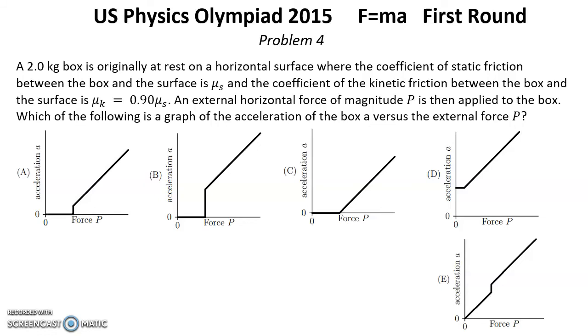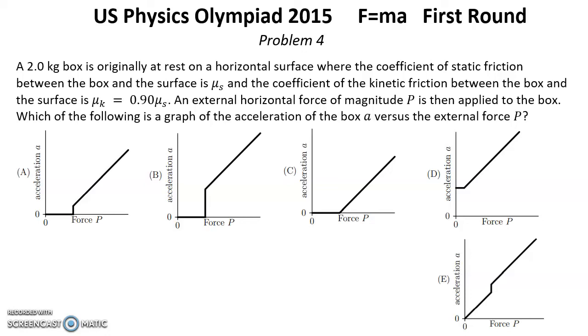Problem number 4. A 2 kg box is originally at rest on a horizontal surface where the coefficient of static friction between the box and the surface is μs, and the coefficient of kinetic friction between the box and the surface is μk, equal to 0.90 μs. An external horizontal force of magnitude P is then applied to the box. Which of the following is a graph of the acceleration of the box A versus the external force P?